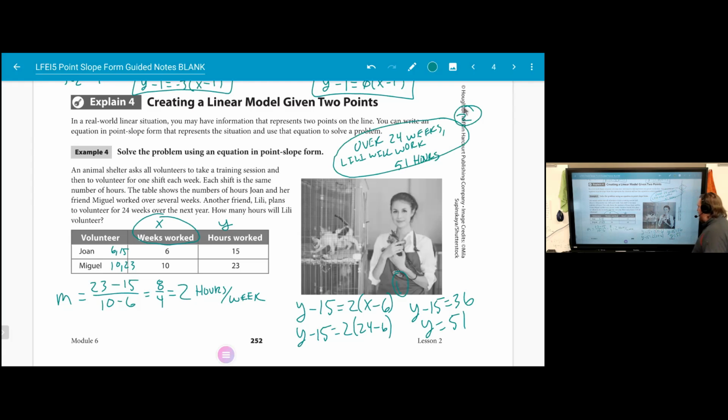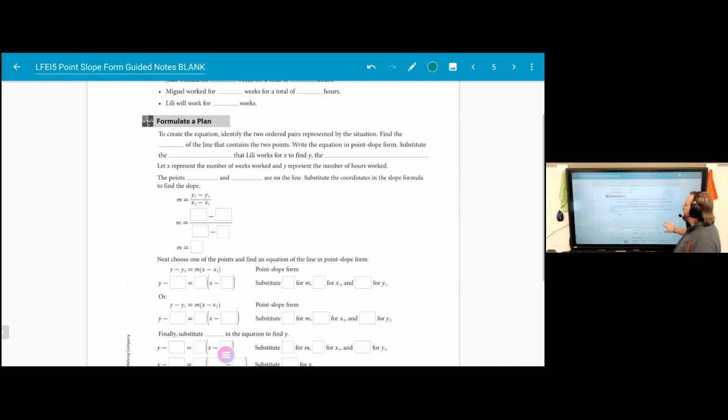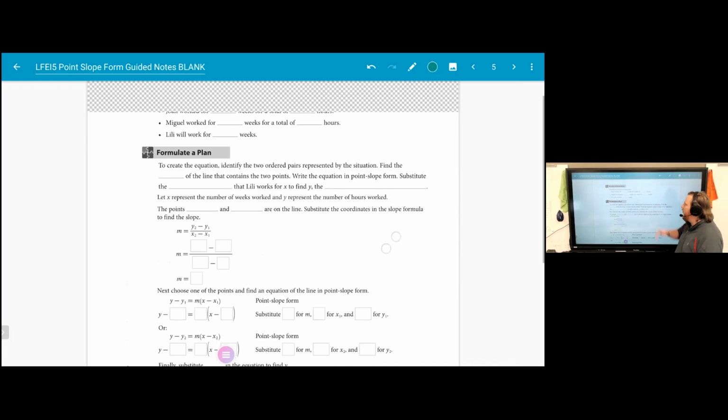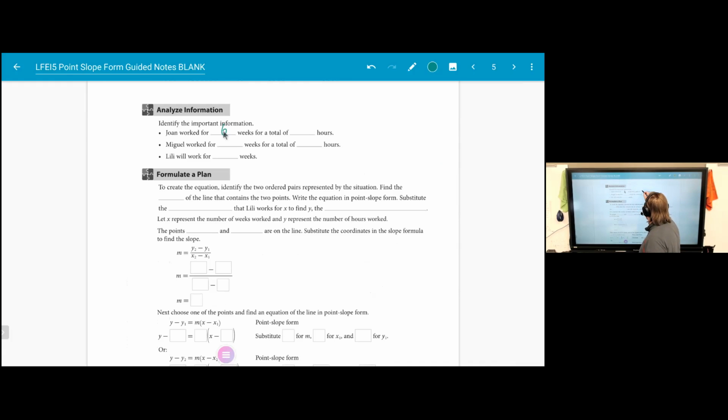Our description. First thing we did was found our slope because we were given 2 points, right? And we can go through this. Let's look to see what they did. What they did is the same thing. So we formulated this plan, right? We had Joan work for 6 weeks and 15 hours. Miguel was 10 and 23. And we're trying to figure out Lily for 24 weeks. In other words, we had 2 points.